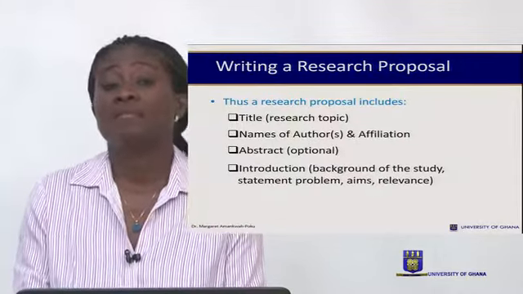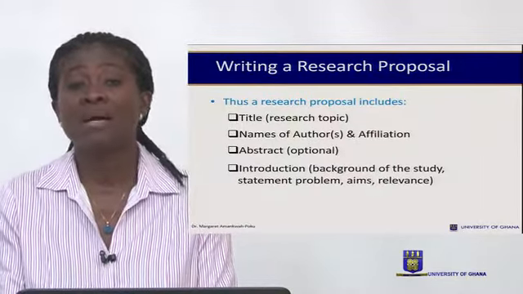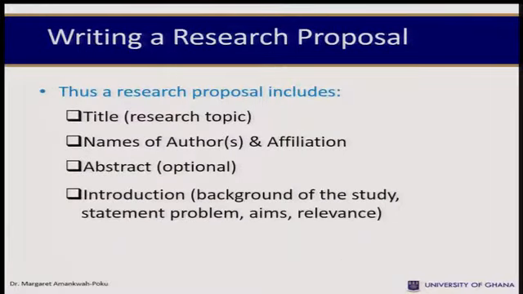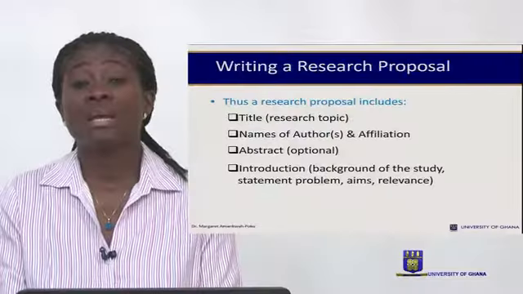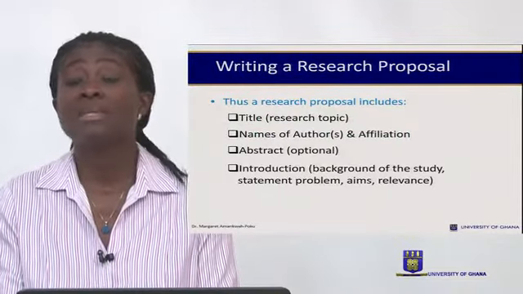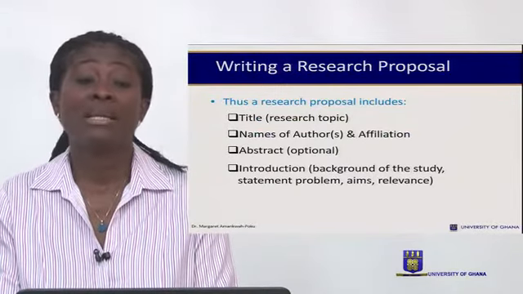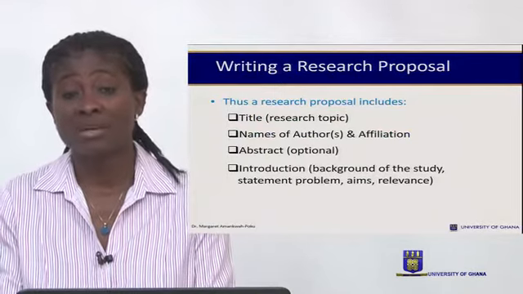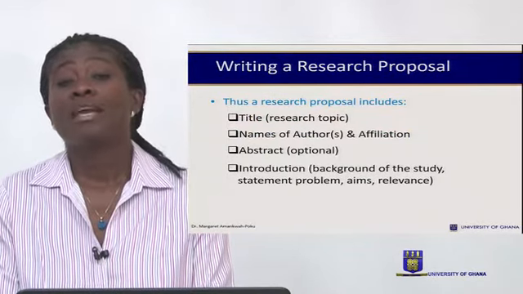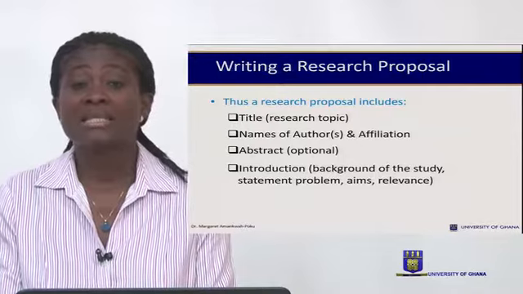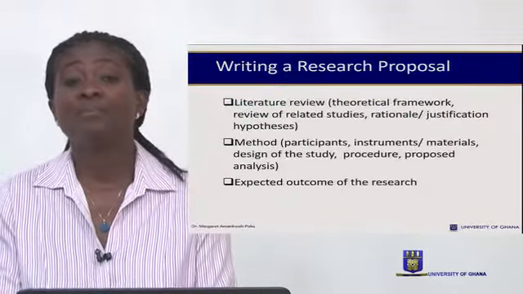So typically for a research proposal, you would have the title of the study, the name or names of the author or authors, and you'd have an abstract. This is optional. Depending on where you are sending your research proposal, some may ask for an abstract, some may not. So sometimes, for instance, if you're applying for ethics with the College of Humanities, they ask that you include an abstract. And then you have the introduction, which is the background of the study.